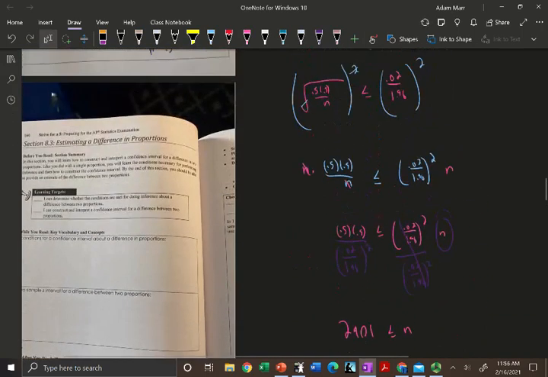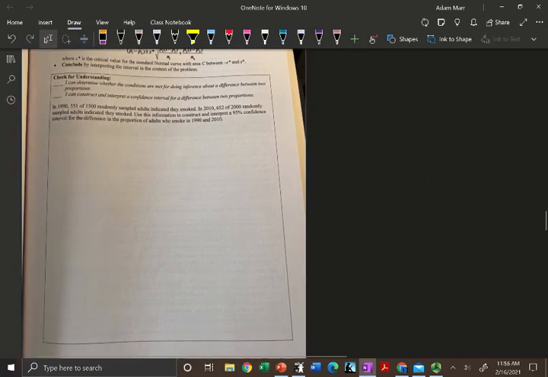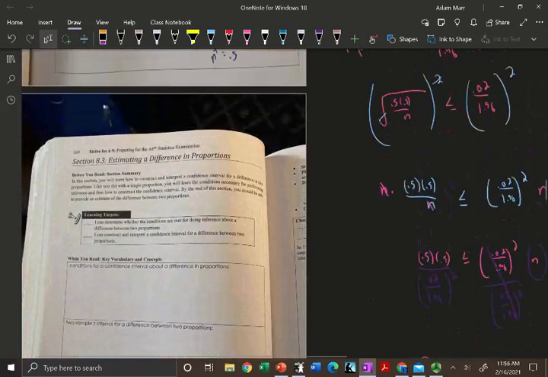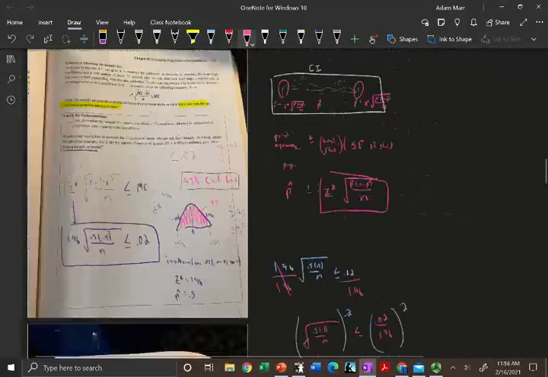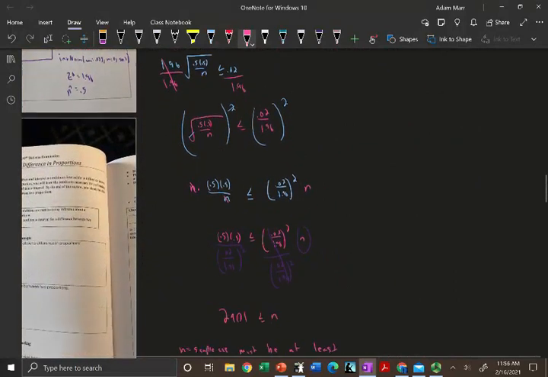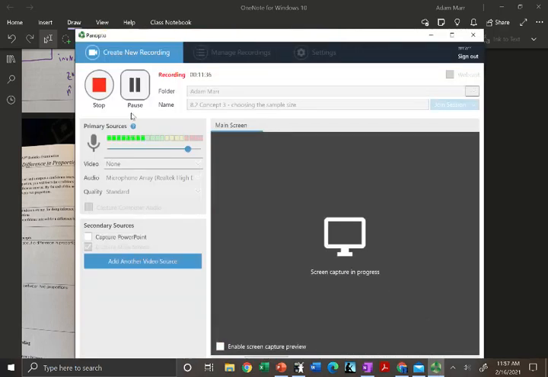So specifically, they had said, sorry, let me go over here. Where did I go? Sorry, I've lost my place. There we go. So right here, how large a sample is needed to have a margin of error at most 2%. So the sample size has to be at least 2,401. Okay, that's it. All right, so we'll talk a little bit more about this tomorrow when we meet, but that is it.